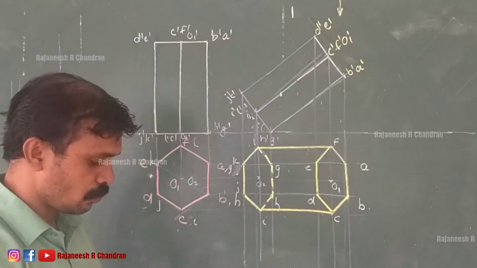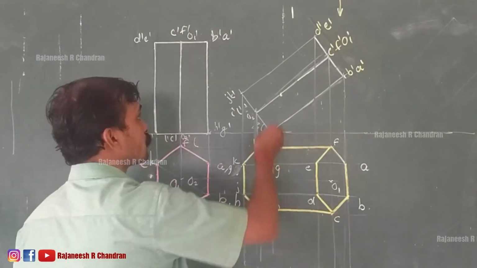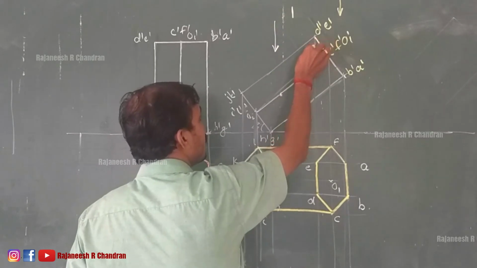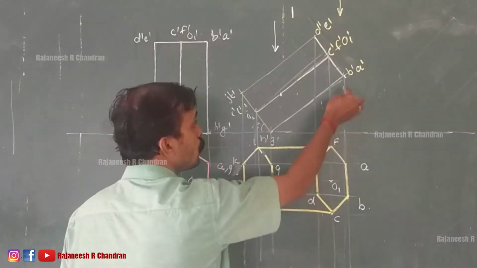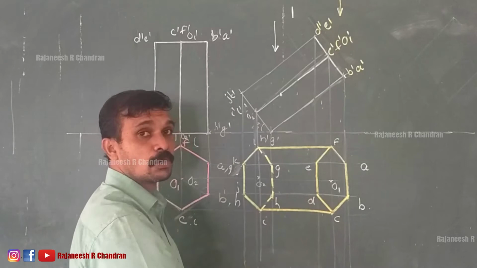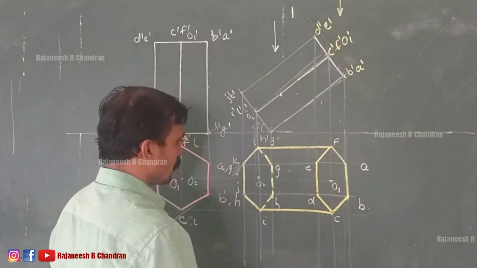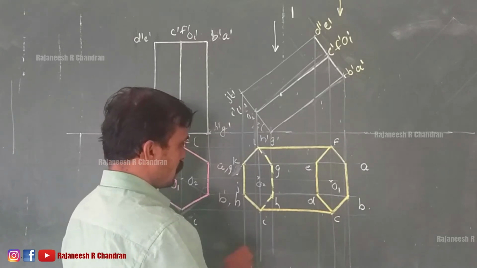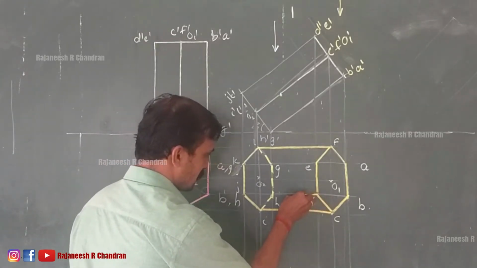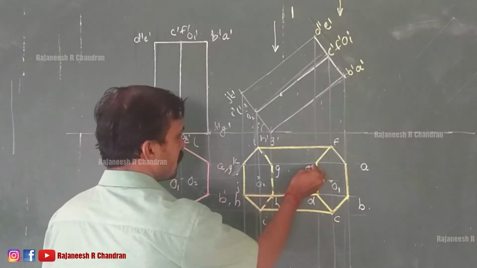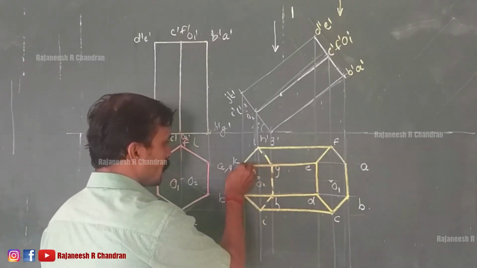So that has also been done. Now we are observing from here, the nearer edge will be visible in the opposite view and the farther will be invisible in the opposite view. So the nearer is DJ and EK. So here DJ will be visible. So this is DJ, that is visible. EK is this one, that also will become visible.